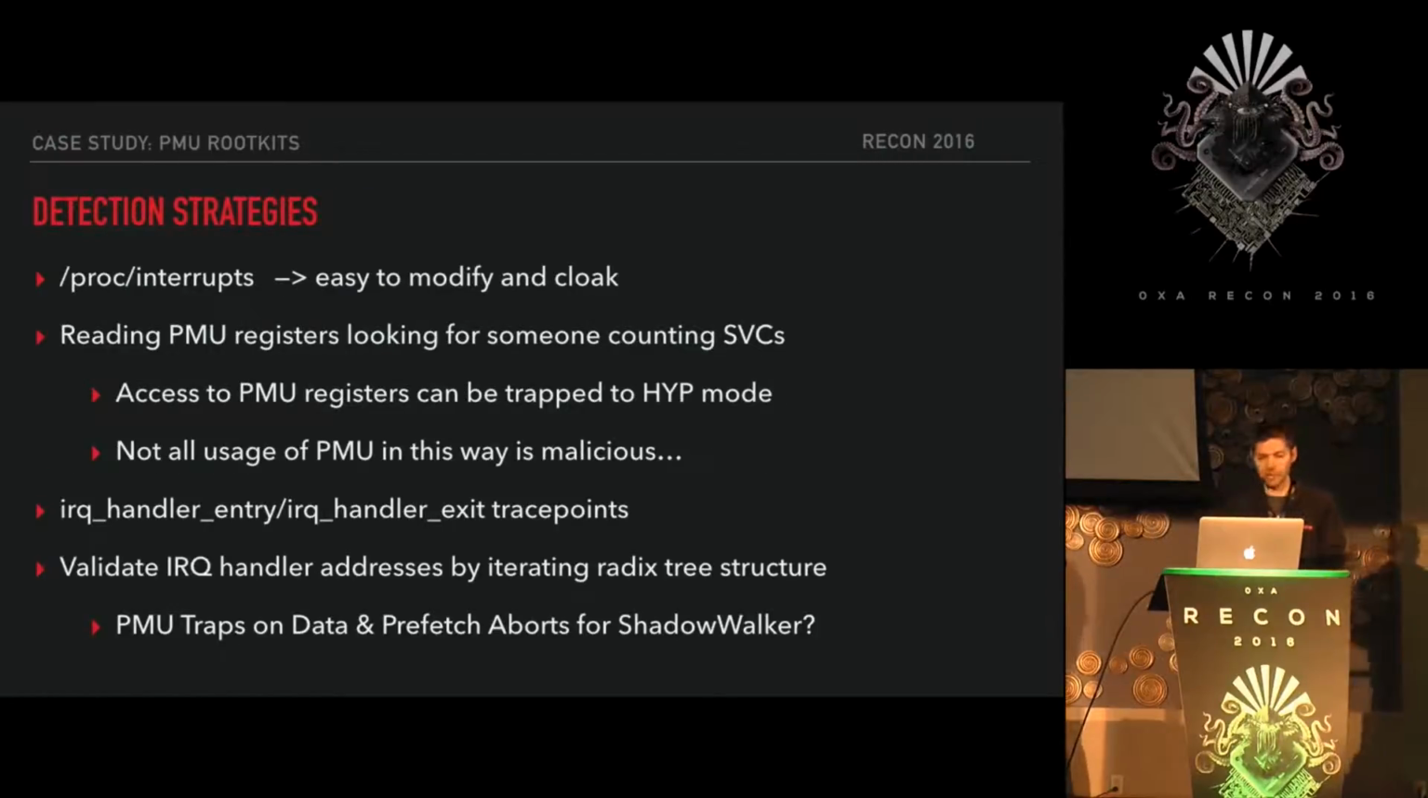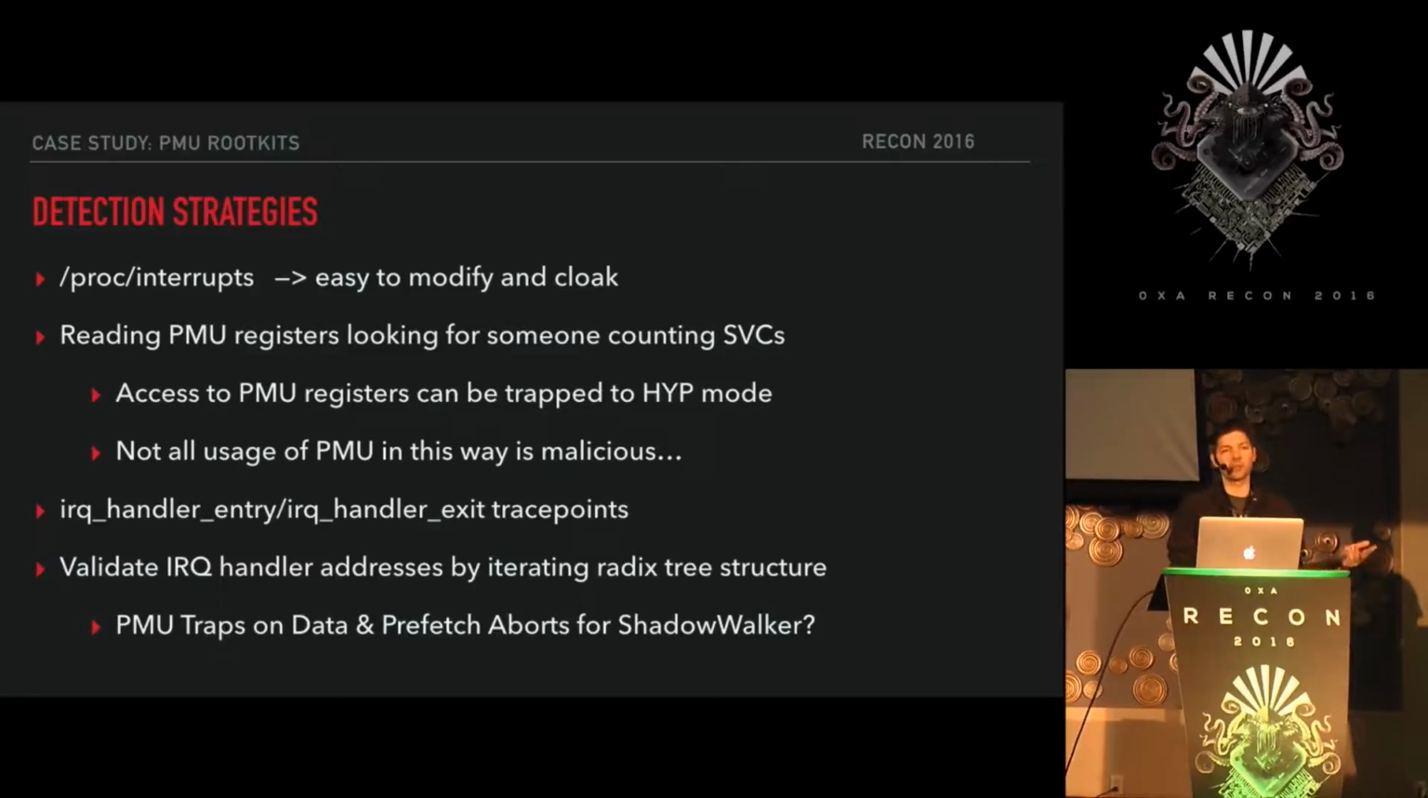So how would we detect this rootkit? You could try just reading proc interrupts. However, the data that's showing there is easy to modify, and potentially we could prevent the PMU's IRQ line from even showing up. You could try to query the registers and see if somebody's counting supervisor call instructions. It's worth noting that access to the PMU can be trapped to hypervisor mode, so if an attacker had control over the hypervisor exception vector table, that could be interesting. And as we'll see in a minute, not all usage of this is malicious. I guess more generically, just identifying an increase in interrupts is probably your best bet.